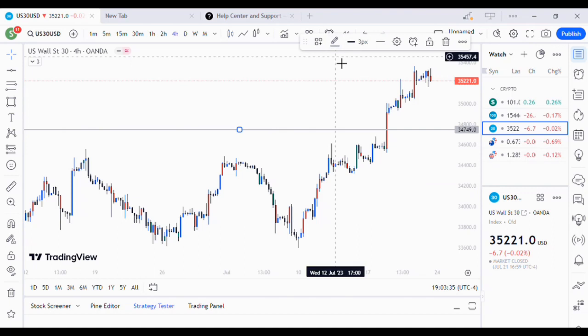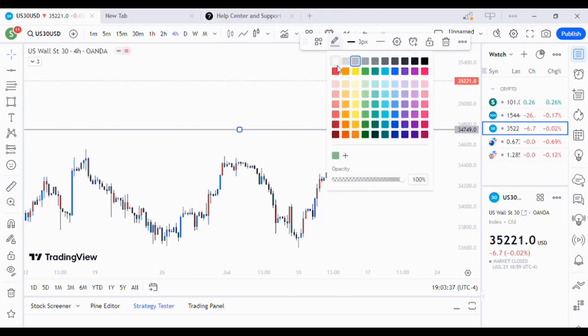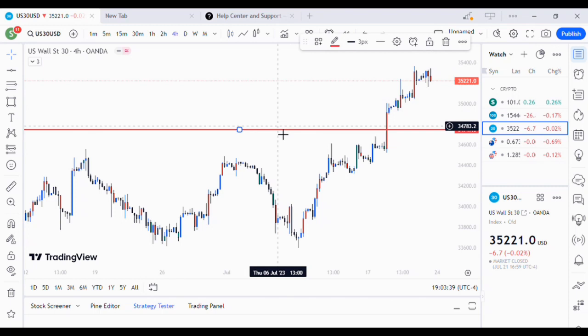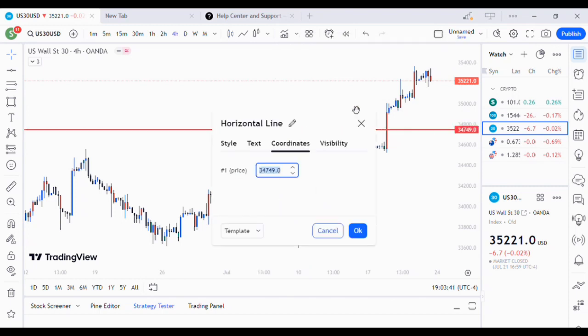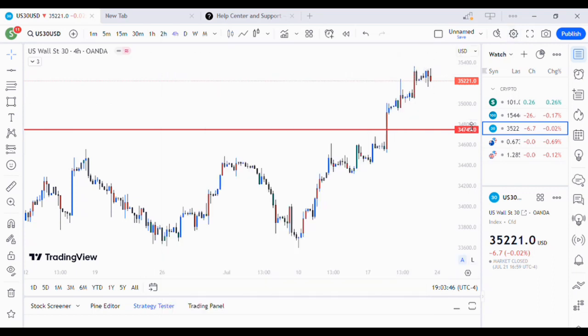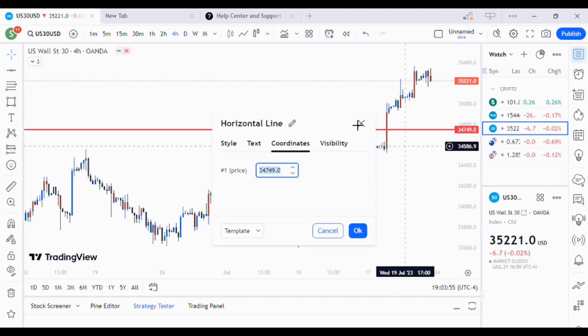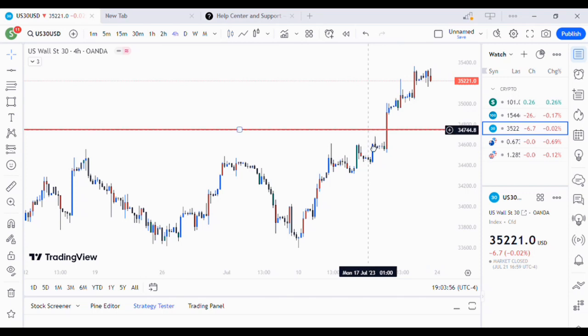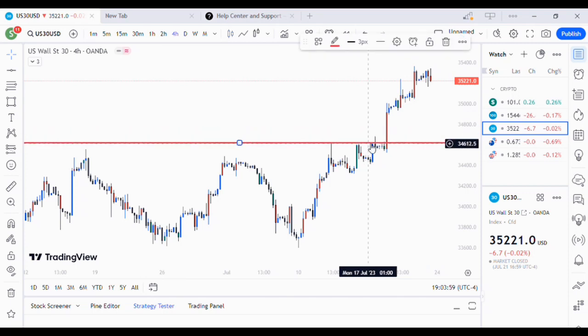The color I'm going to use is red so you guys can see it on the screen. You can see the current price of US30 is 35,221. How do you calculate your pips and your stop loss? I'm going to go through that again, but first I want to show you how this strategy works. Plotting your psychological levels here is just 100 points apart, that is 100 pips apart.